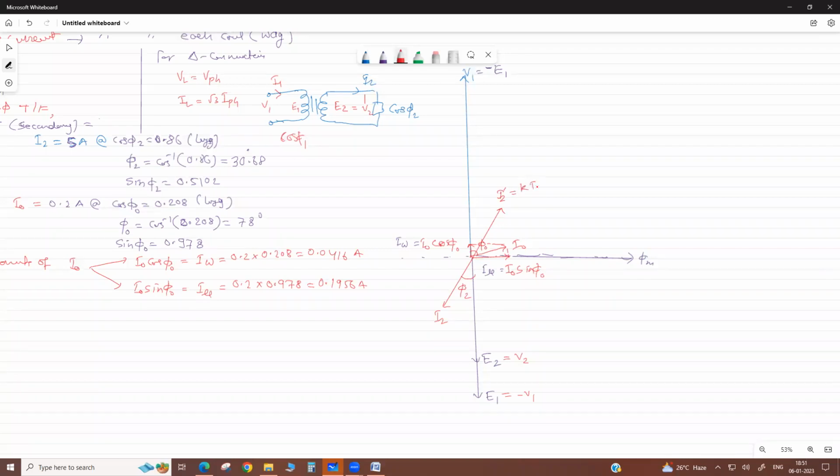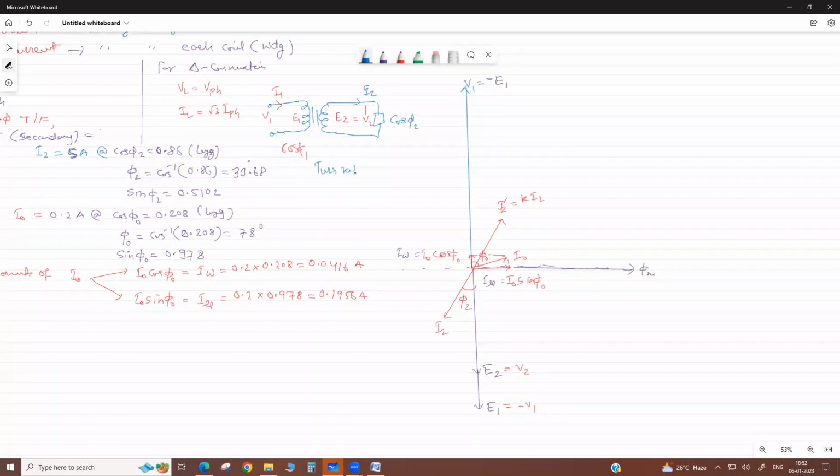It is K I2. So now we calculate the turn ratio. What is the turn ratio? K equals E2 by E1 or V2 by V1. So it is 115 by 230, correct? What is the value that will come?